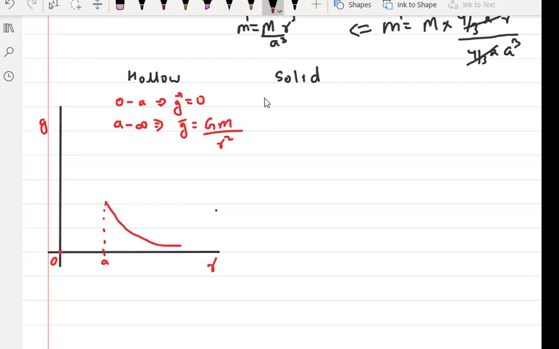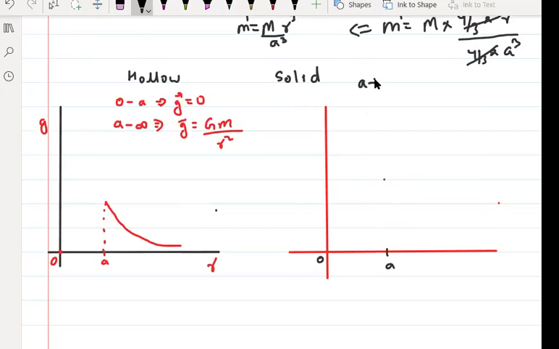Now, what about solid sphere? Tell me, what about solid sphere? Again, this is the point of origin. This is A. From A to infinity, it will still be the same, because we know that for A to infinity, the formula of G is the same, G M by R square. So it is the same as the hollow sphere.